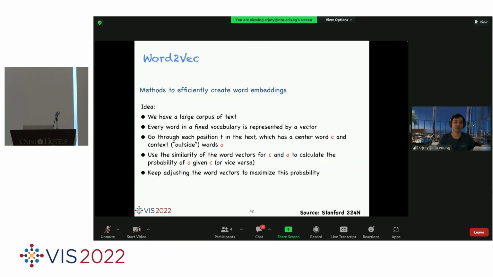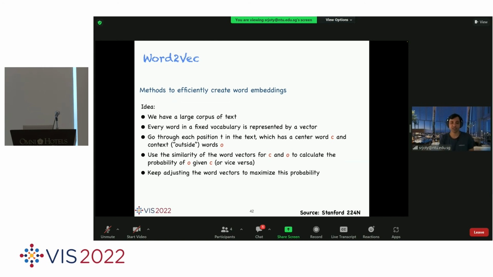So that's why Word2Vec methods came later, which are more efficient and have only input and output layers. The main idea is that we have a large corpus of text, and every word in a fixed vocabulary is represented by a vector, just like before. Then we go through each position in the text, which has a center word and context words, and we use the context words and the center word to come up with the vector representation of these words.